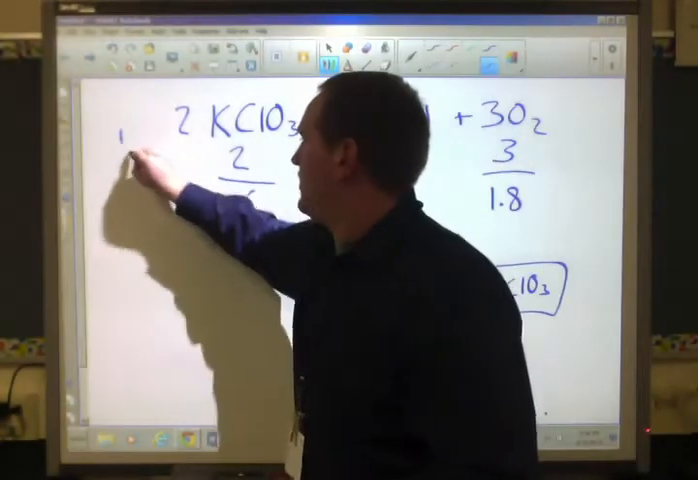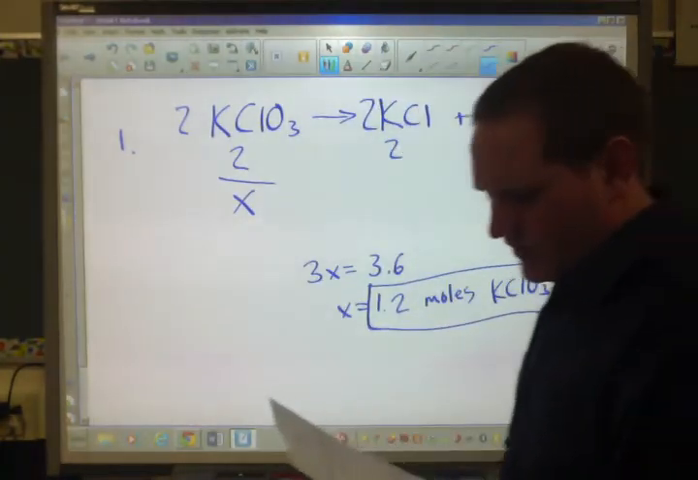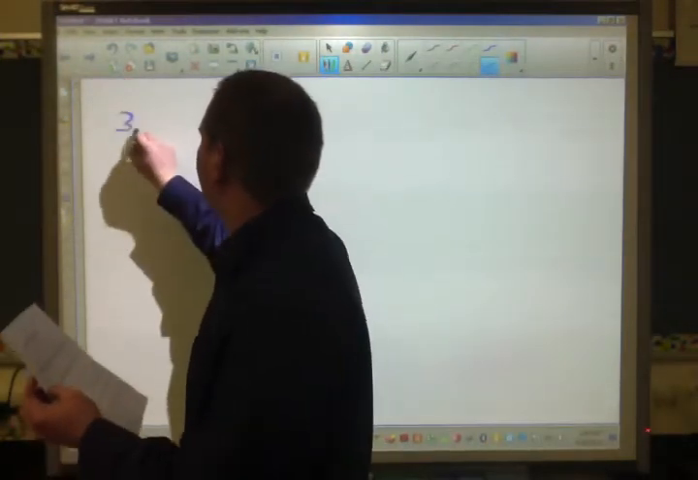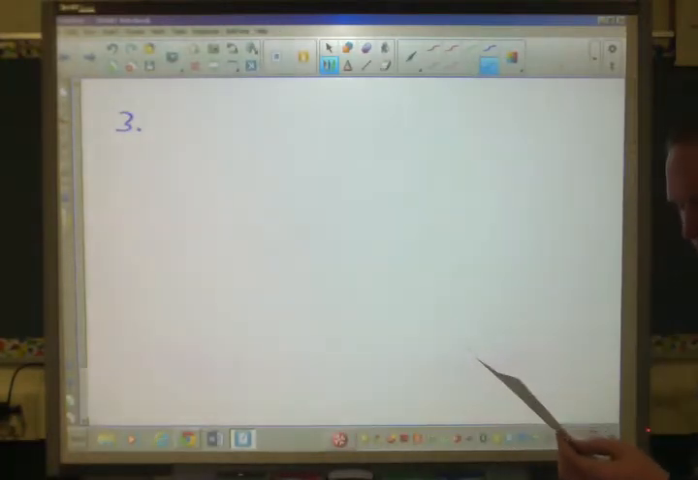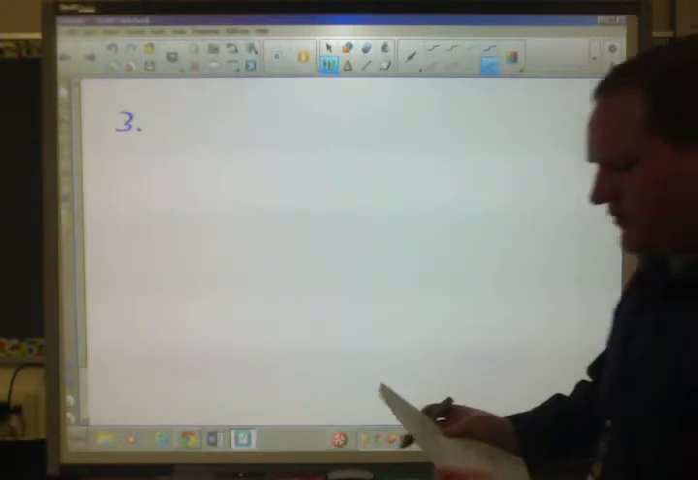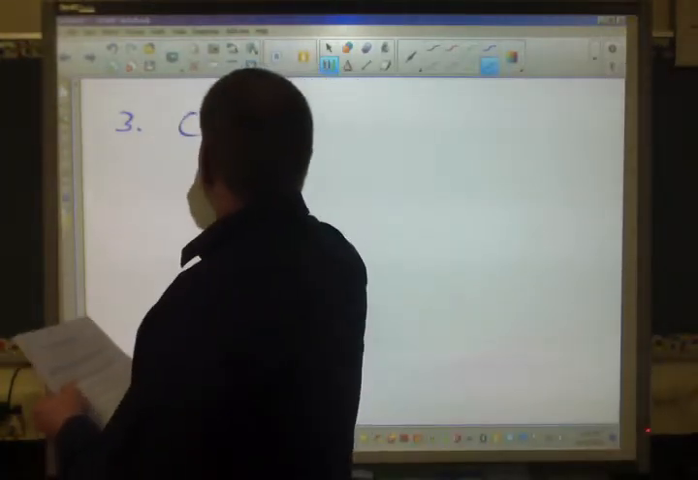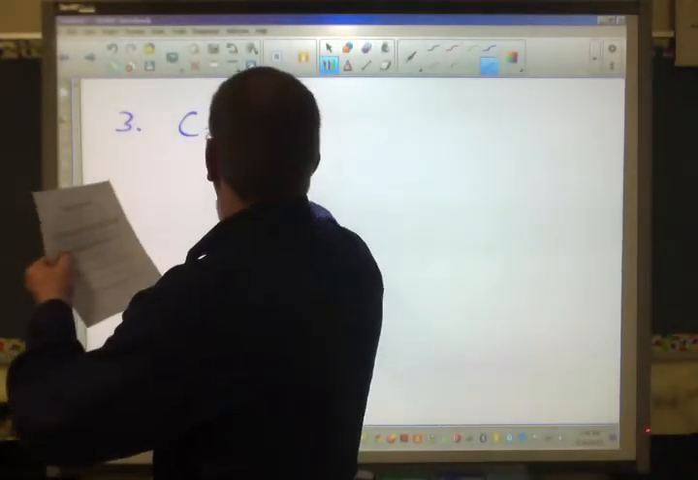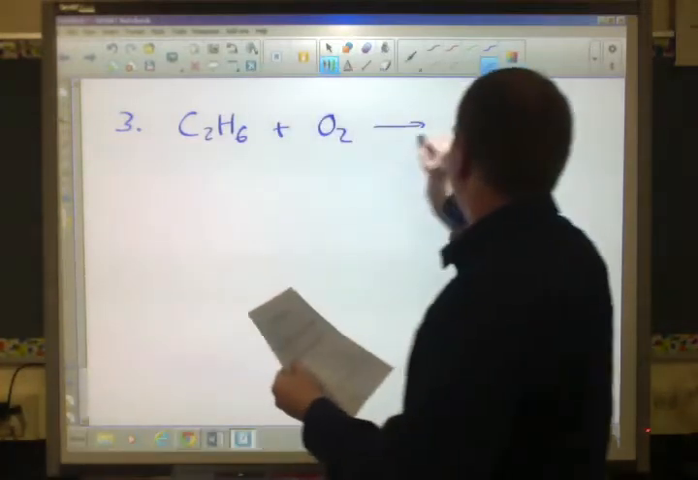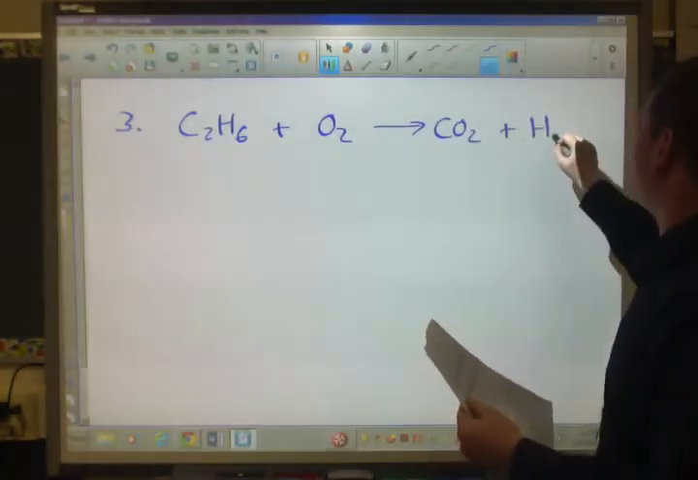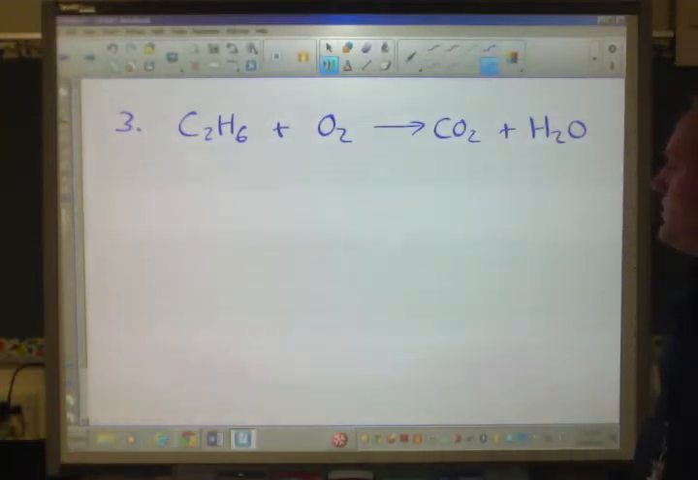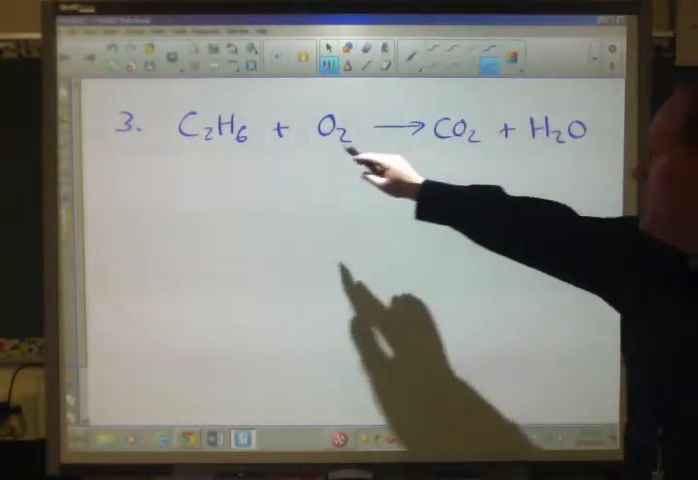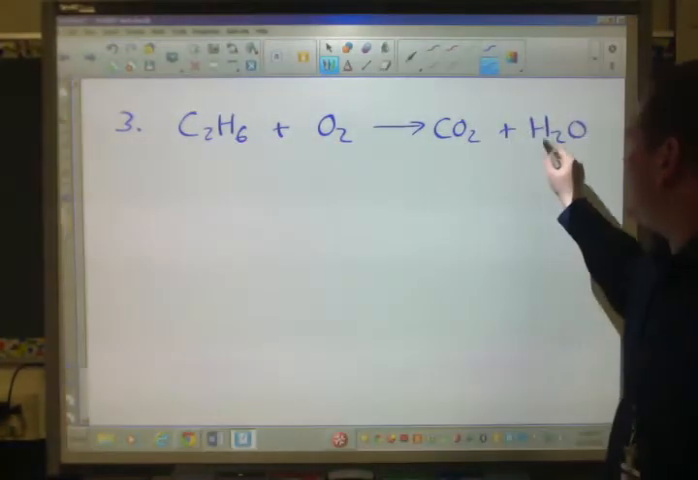That's number 1. Alright. Number 2 we're skipping, so number 3. I have ethane reacts with oxygen gas, produces CO2 plus water vapor, so it's a combustion reaction. C2H6 plus O2 yields CO2 plus H2O. First thing we need to do is balance this out. So I always start with my hydrogens. So here's what I'm looking at. 6 hydrogens, so I would need a 3 here.